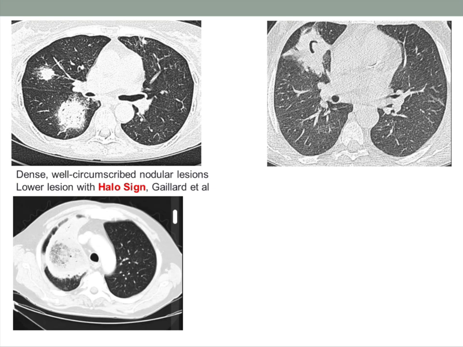Then what about the one on the top right? Yeah, air crescent sign. We talked about how you have to have neutrophils because it's liquefactive necrosis. I know I've mentioned it before: the air crescent sign is not a fungal ball. A dependent fungal ball within a cavity is actually called the Monod sign, and it's a different process.